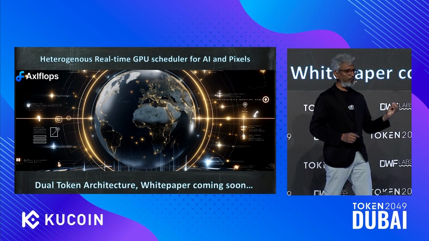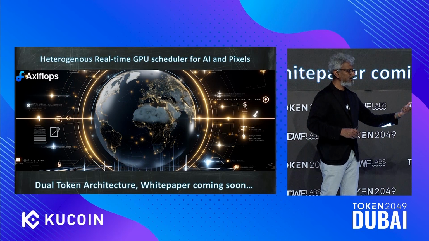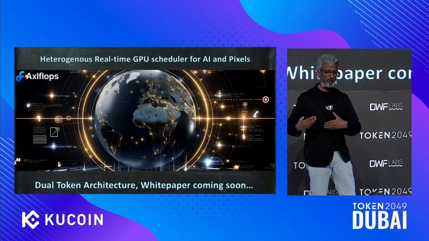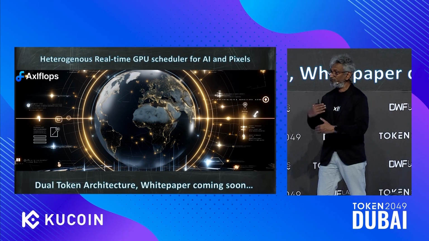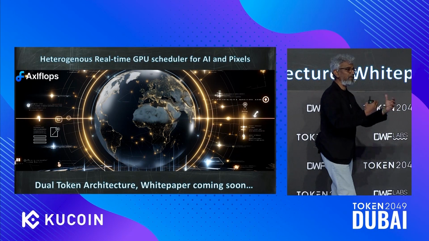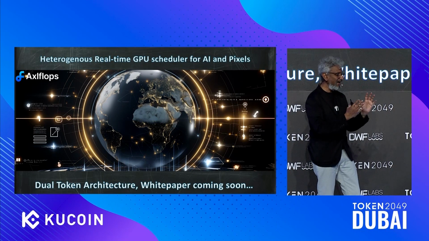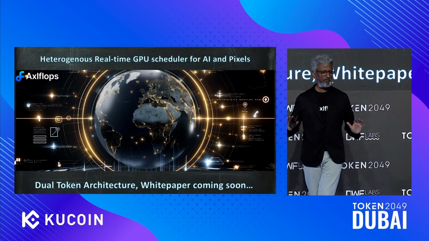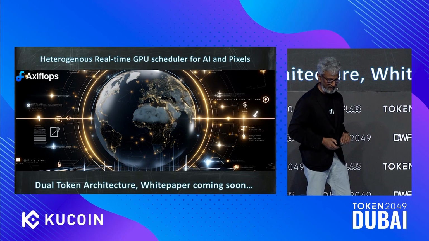And more importantly, our network is not just limited to AI. You can play games on it. You can do pixels, which GPUs are very, very good at. You can do simulation, digital twins, and all. So we have this low latency network that we created. In terms of the tokenomics, which I'm not the expert in, we have a white paper coming. It's a dual token architecture. We have a white paper coming very shortly on this network, detailing all of this.